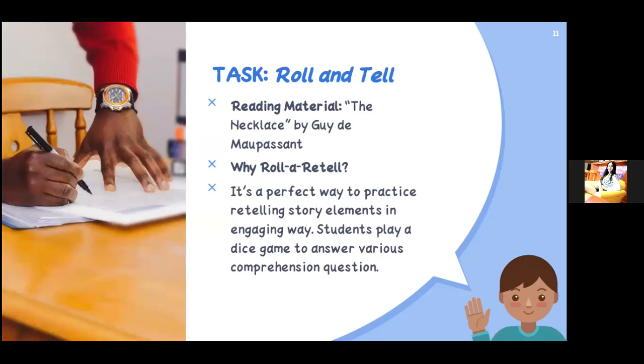Now, let's go to comprehension. The task is entitled Roll and Tell. The reading material is The Necklace by Guy de Maupassant. Why roll and tell? It is the perfect way to practice retelling story elements in an engaging way. Students play a dice game to answer various comprehension questions.